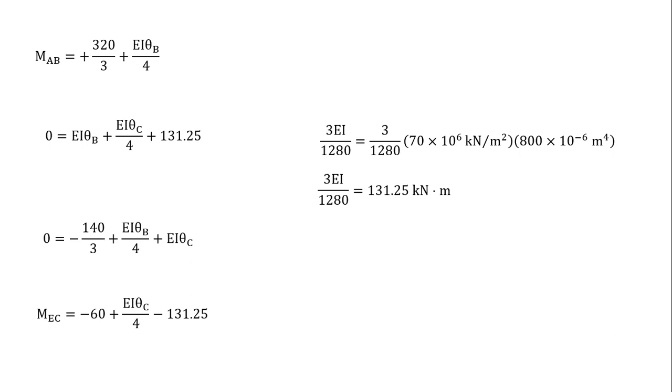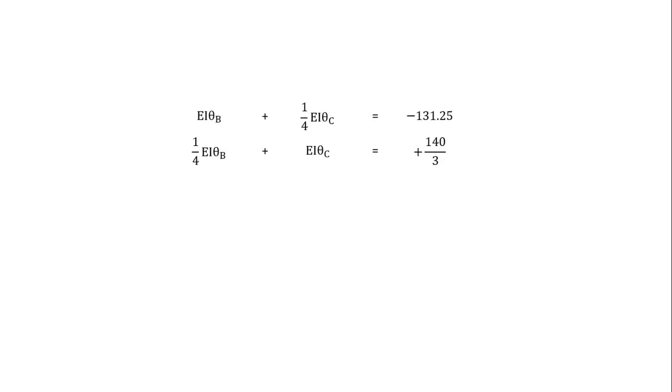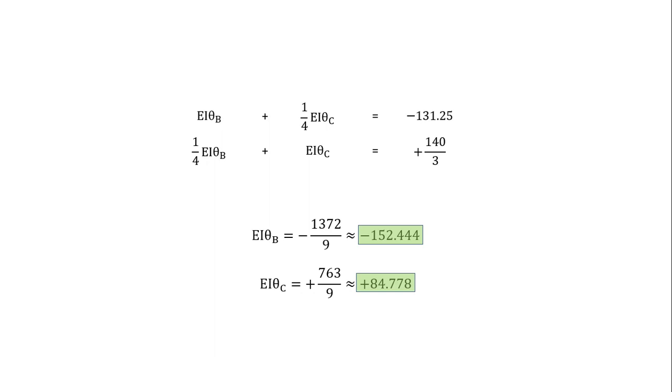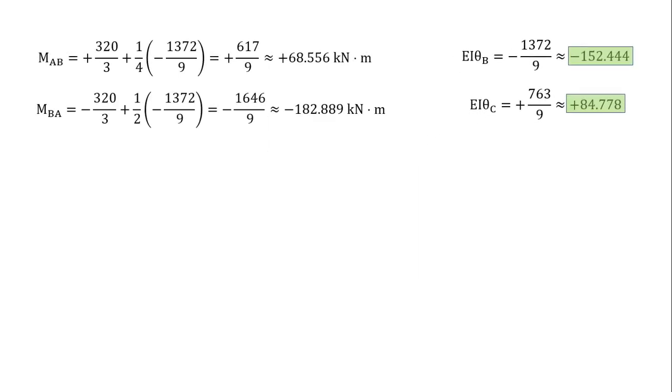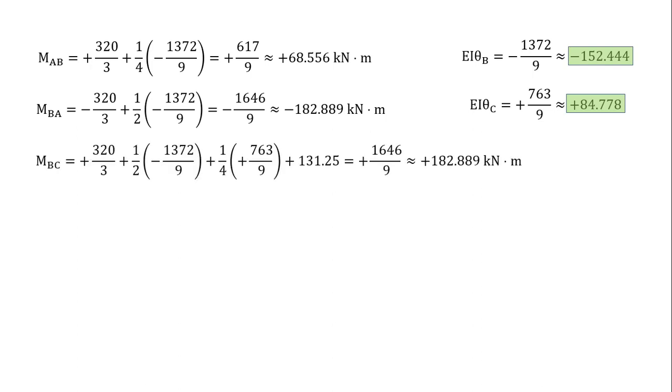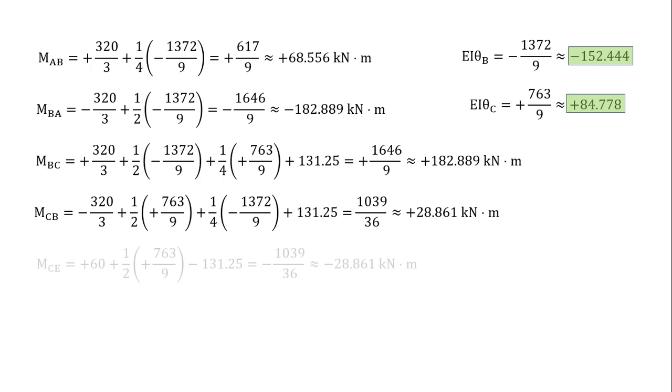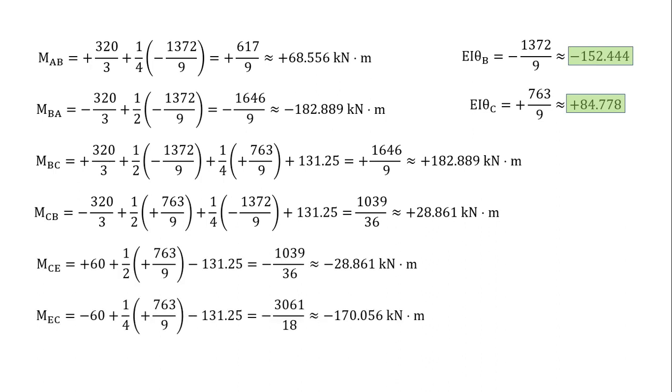This time around, gamitin ulit natin yung panggitnang equations, yung may theta B tsaka theta C. And solving the values of EI theta B and EI theta C, we get these values. Negative 152.444 for EI theta B and 84.778 for EI theta C. Setting it aside here, substituting again to the slope deflection equations, we get these values. So, kung mapapansin ninyo, MBA tsaka MBC, same ng magnitude, mag-iba lang ng sign, so as with MCB and MCE.